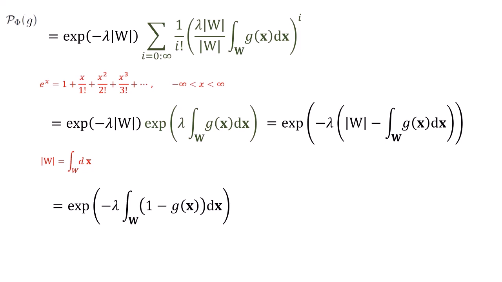Now this is for the W. Now as we take W to infinity, to cover the complete R^d space, this will converge to the PGFL of f. The PGFL of f would be equal to exponential of minus lambda times the integration over the complete R^d space of 1 minus f(x) dx.